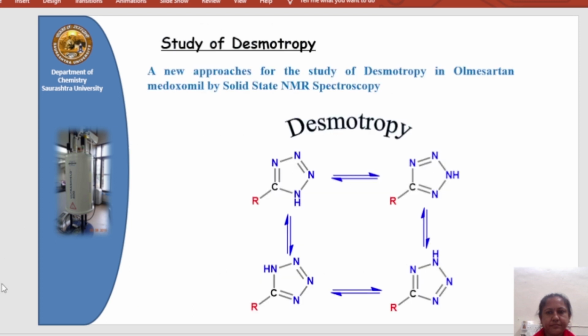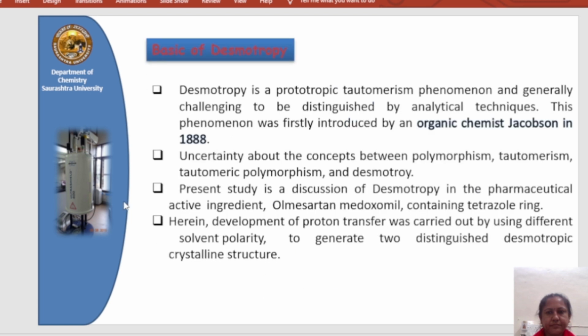Now another important application is desmotropy. It's a new approach, but actually we can say it is one type of prototopic shifting. It is nothing but one type of prototopic shifting. So we can see here how it is helpful for us. Desmotropy is a prototopic tautomerism phenomenon and is generally challenging to distinguish by analytical techniques. This phenomenon was first introduced by organic chemist Jacobson in 1988.